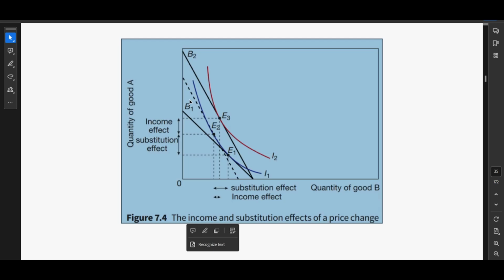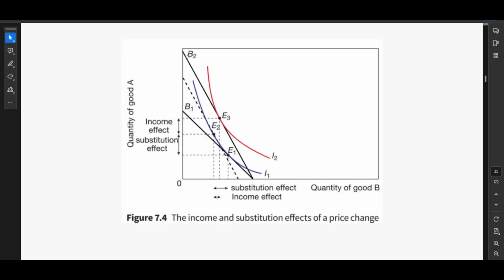This broken line, the imaginary line, as we can see, is parallel to the B2 line, right? So we draw an imaginary budget line, the dotted line, that is parallel to the new budget curve. And wherever this is tangent to the initial indifference curve I1, this is where the substitution effect will be. So this shows us that if the price of A decreases, the consumer will start consuming more of good A.